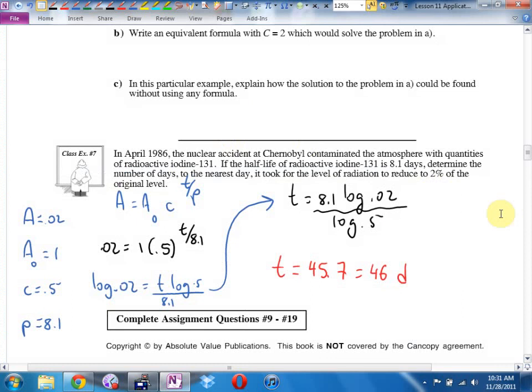See if you get what I got. Yes? No? Yes? Final amount 0.02, initial amount 100%. C is 0.5, P is 8.1. Ask me to find T.